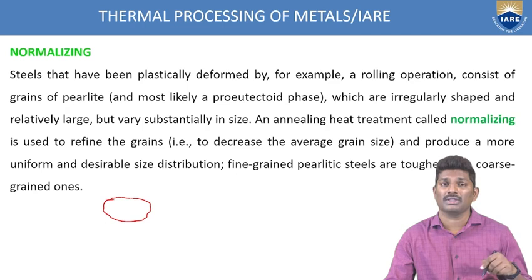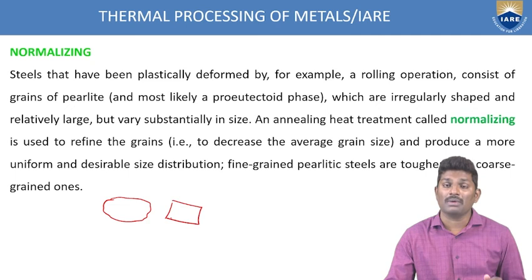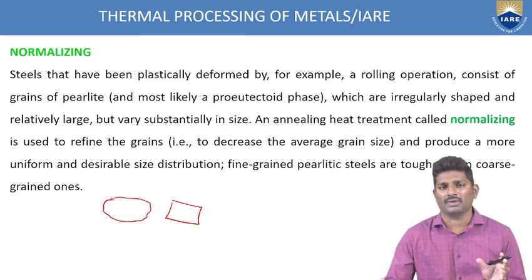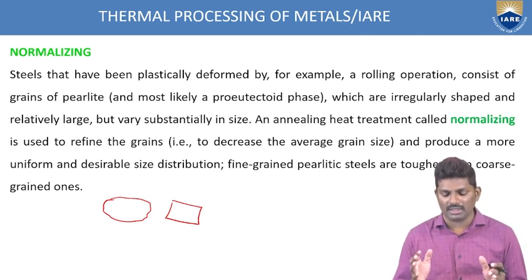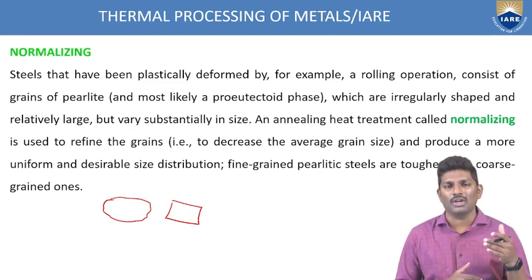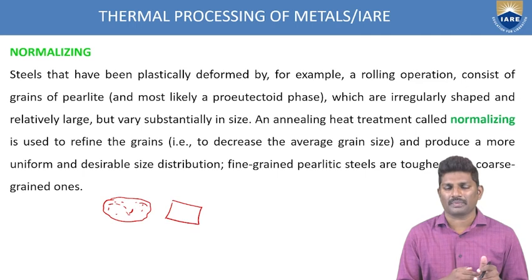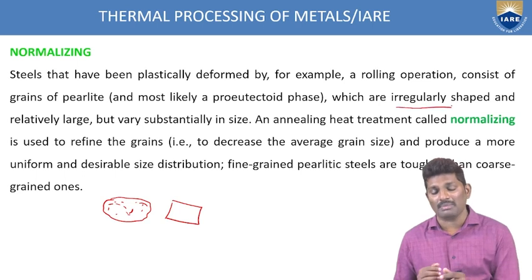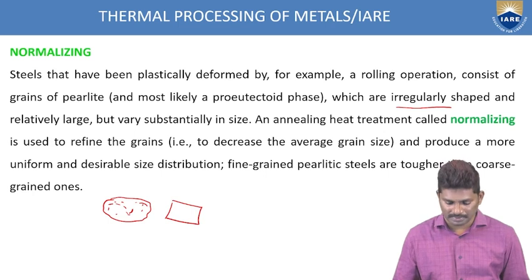So if you want to make the system uniform, then you have to use normalizing. In the name itself, you have normalizing. This normalizing is useful to make the system uniform, with a regular shape. The irregular shape can be converted into regular shape with the help of normalizing. You have different grains inside the body. If you arrange these grains in a similar fashion, then the irregular shape can be converted into regular shape. This process can be done with the help of the normalizing process.